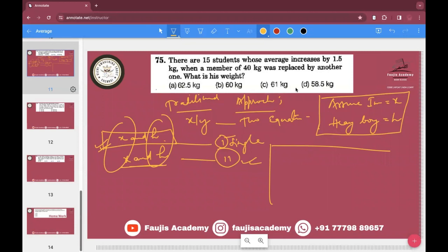By the way, Tarun, I hope you understood this method wherein we had 15 students whose average increases by 1.5. That means 22.5 increased. The chap who left was 40 kg, so the new one was 62.5 kg. That's the question. That's what I have learned, that's what I have thought, and that's what I've always used.